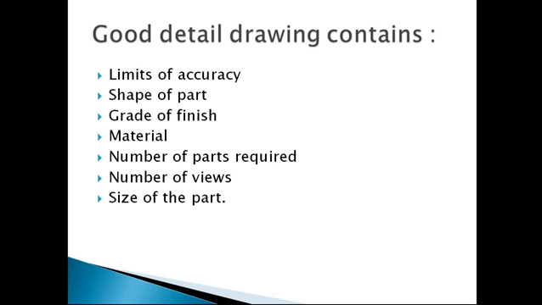So the number of views depends upon whether our object is simple or complex. If simple, then only two or three views are sufficient. If complex, then we need to go towards a sectional view or an auxiliary view. Then we are going to consider the size of the parts.